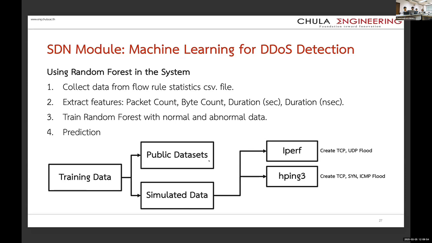For the training data we have 2 sources, including a public dataset and a simulated dataset. For the simulated data, we use 2 tools, including iPerf to create TCP and UDP flows, and HPing3 to create TCP SYN and ICMP flows. And the next step, the last step, is prediction.